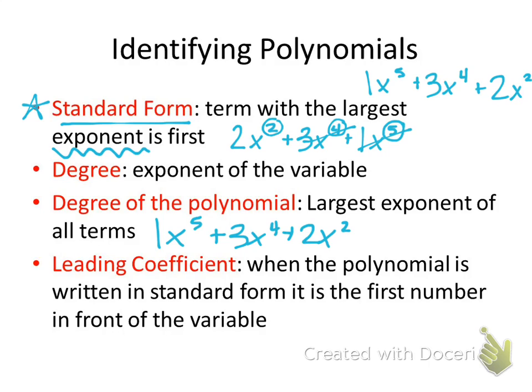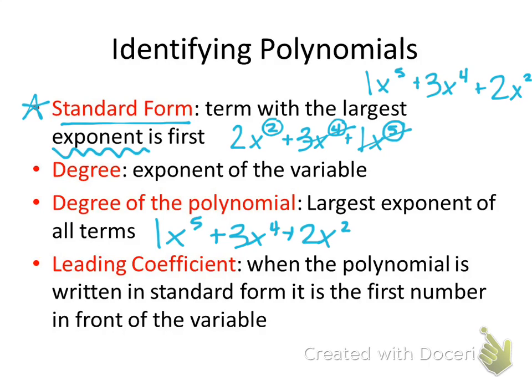Now, common sense would say, okay, if they're asking for the degree, which is the exponent, of the polynomial, which means all the terms in this, I just add them up. 5 plus 4 is 9 plus 2 is 11, so my degree is 11. Right, that's what common sense would tell us. But that is not how it is done, okay?